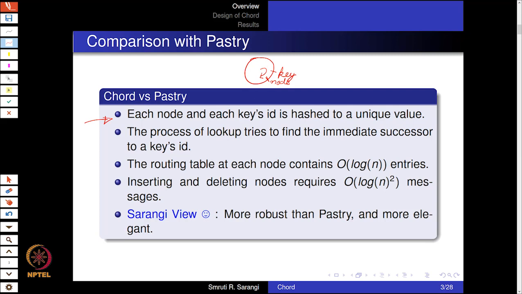The routing table at each node will contain, on average, order log n entries, and inserting and deleting nodes will require order log squared n messages. It's just my view that this is more robust than Pastry and far more elegant as a solution, but that is just my view and you need not subscribe to it. You make your own views by the time you reach the end of this lecture.